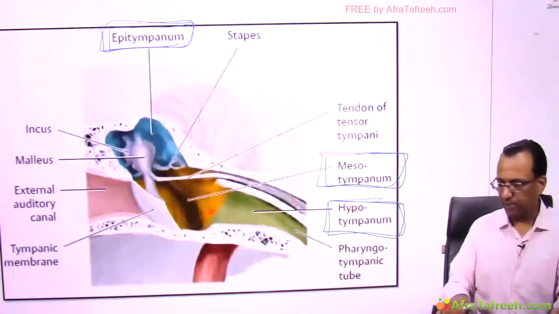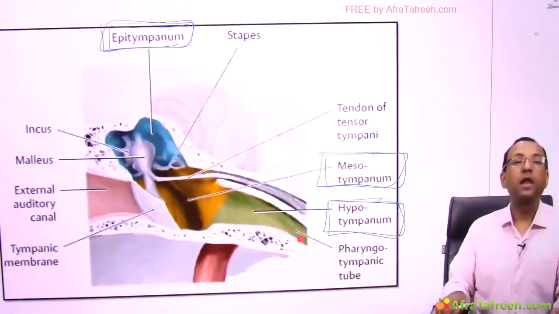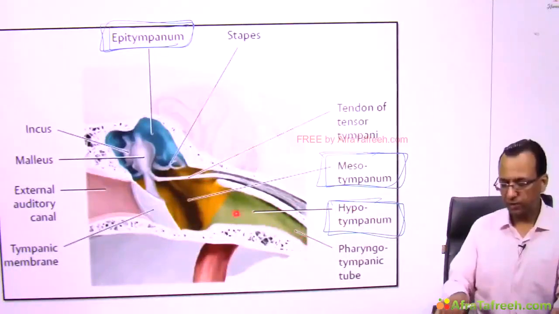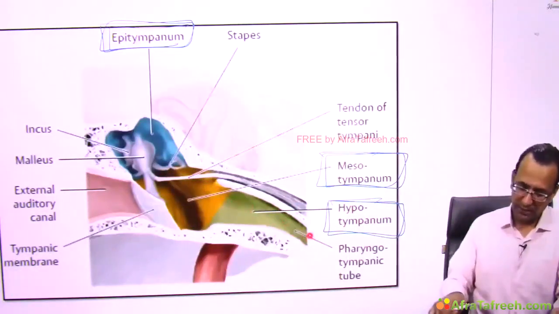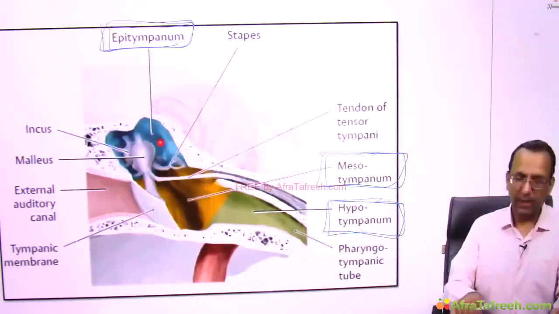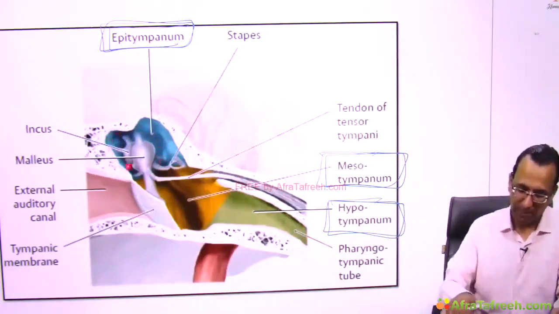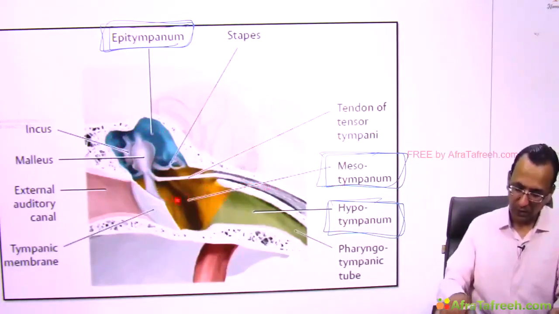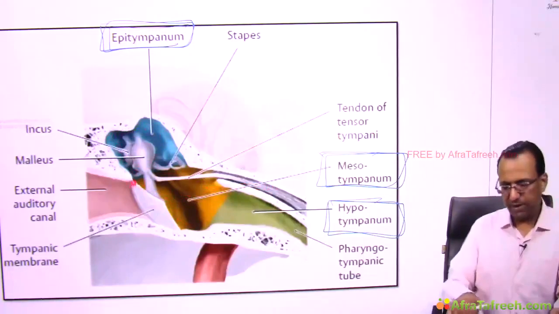So I think hypotympanum is towards the auditory tube. Yes, towards the auditory tube. And I think this malleus, incus, stapes are mostly in the epitympanum. Yes, malleus, incus, stapes are mostly in the epitympanum. These are some questions. Okay, tympanic membrane is related to mesotympanum. Yes, tympanic membrane is related to mesotympanum.